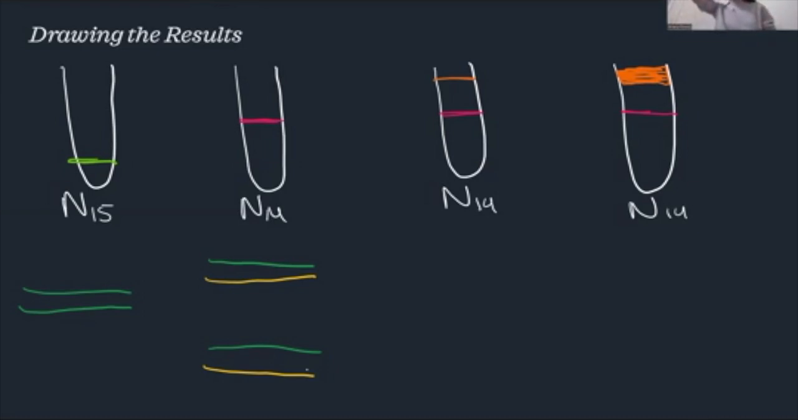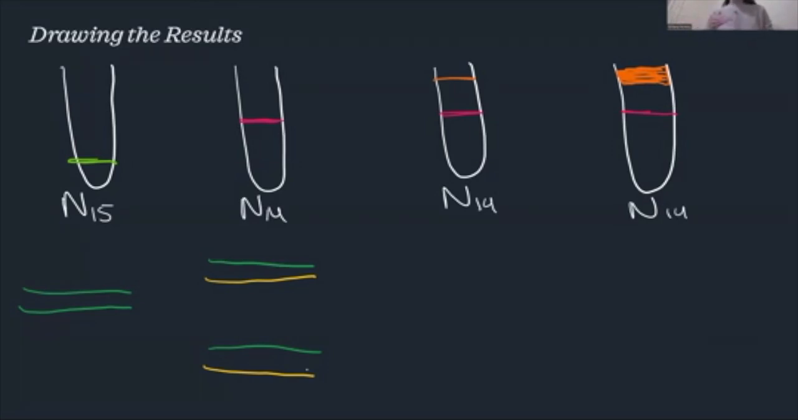So at this stage in the experiment, they were able to rule out the conservative model, because remember, in the conservative model, there's never any mixing. It's old, it's new, there's never any in between. So because we had an in between, they knew at this point it's either dispersive or semi-conservative. And it's the next one that told them for sure it's semi-conservative.